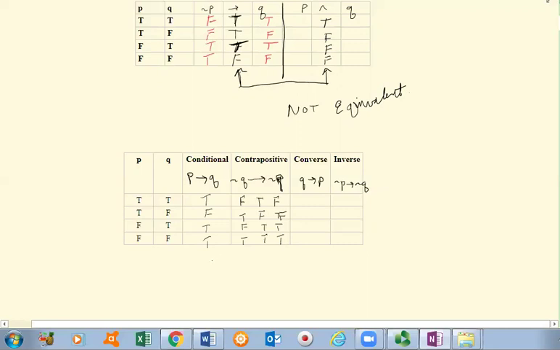And what you notice about these is that they have the same exact matching final columns. That means these two are equivalent. In other words, the conditional that we start with, if P then Q, is equivalent to the contrapositive, if not Q, then not P. All right. Now, let's come down here.